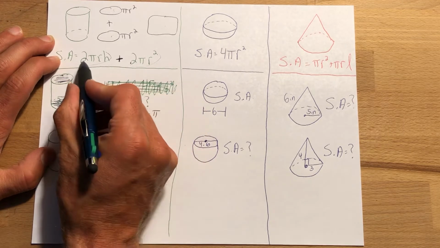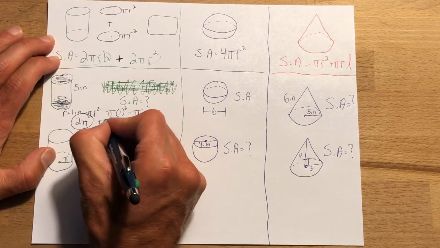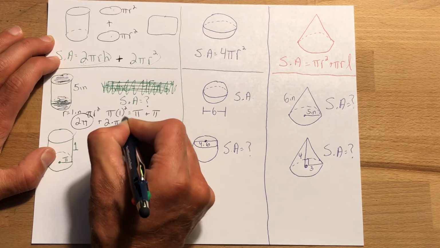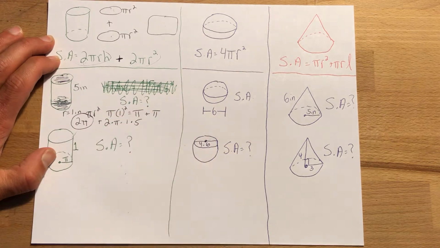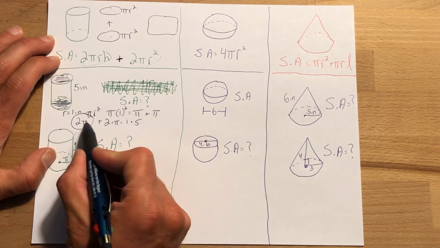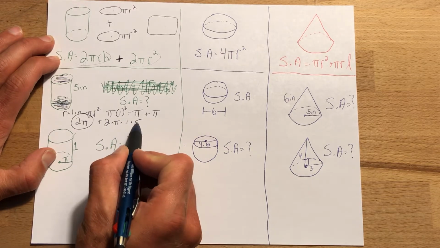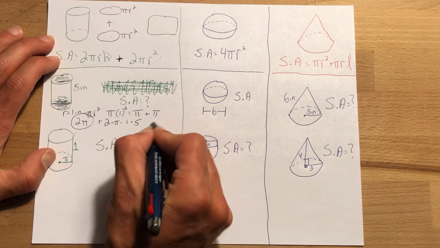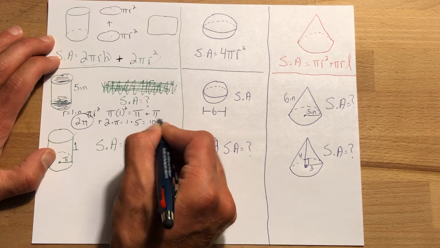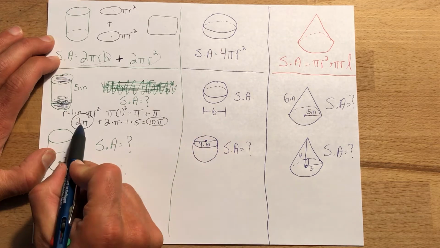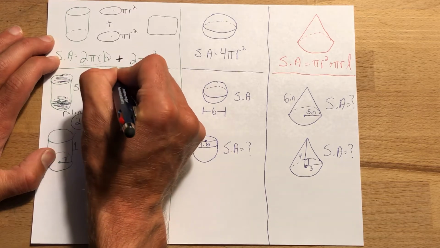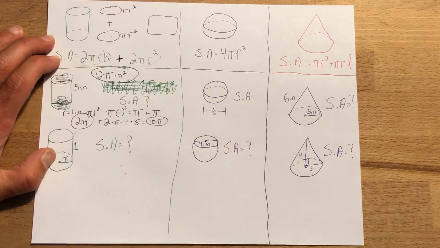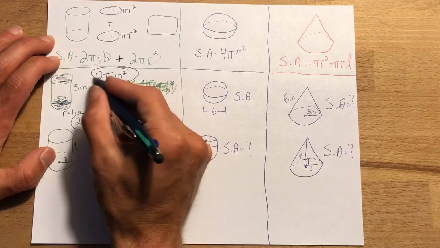Plus 2 pi rh. 2 times pi times my radius, which is 1, times my height of 5. So I'm going to have 2 times pi times 1 times 5. I have 5 times 2, which is equal to 10 pi. This is 10 pi. 2 pi plus 10 pi is equal to 12 pi inches squared. That's the surface area. Sometimes they'll ask you to multiply the pi into it.